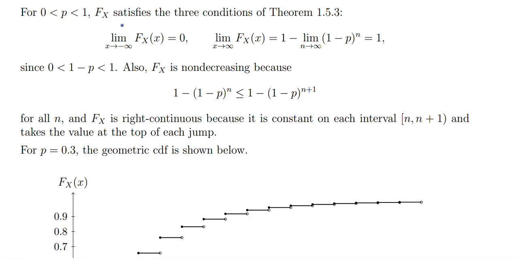So for 0 less than p less than 1, F_X satisfies the three conditions of Theorem 1.5.3. As x approaches minus infinity, F_X(x) is 0, that's true. As x approaches infinity, it goes to 1 minus this, that's true. And it's also non-decreasing, that's really easy to see. F_X is right continuous and it's constant on each interval n to n plus 1.